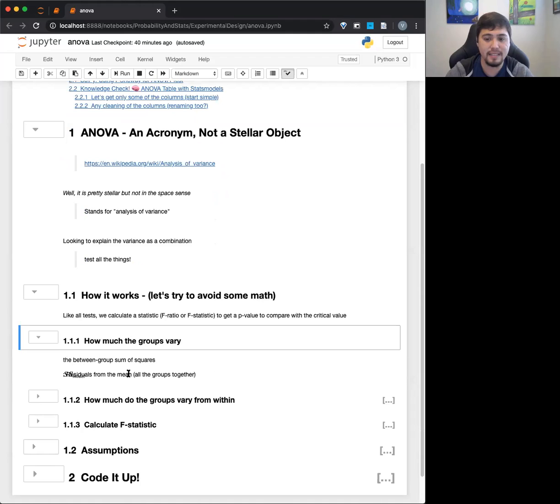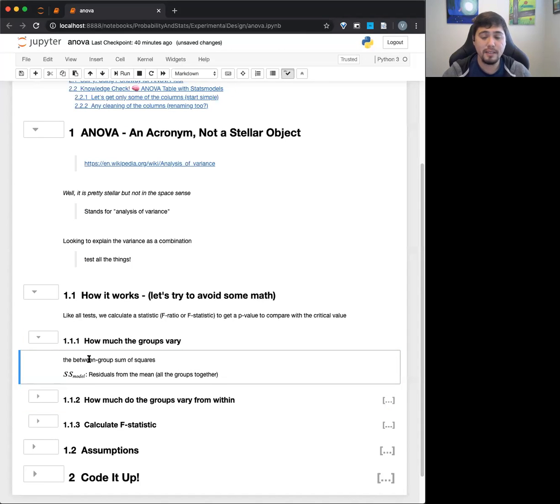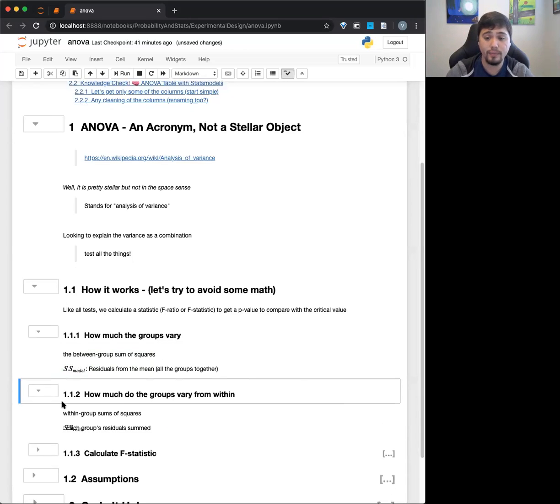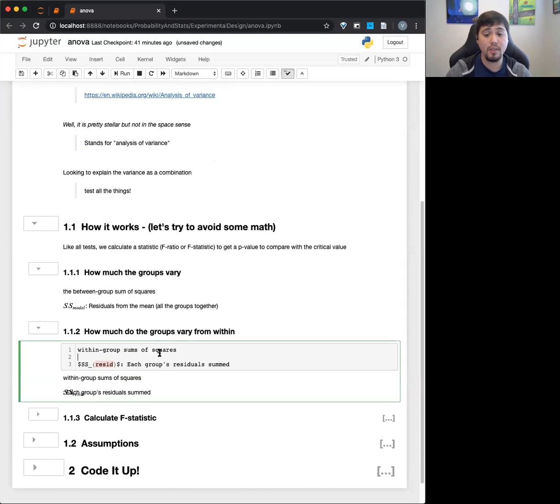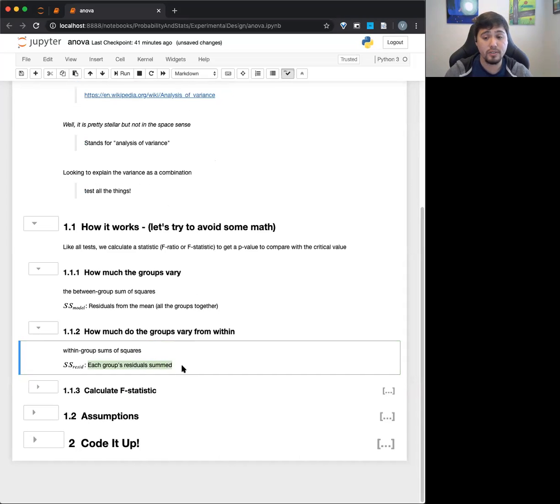So the first thing you basically say is, how much do groups vary? So you take what they call the sum of squares between the groups. We're going to call this SS model: the residuals from the mean, all the groups together. So this is saying, how much does it differ from the whole overall group together. And then we have how much it varies within each group. We'll call this SS residual, right? So each group's residual summed. These are some acronyms, some letters, doesn't matter.